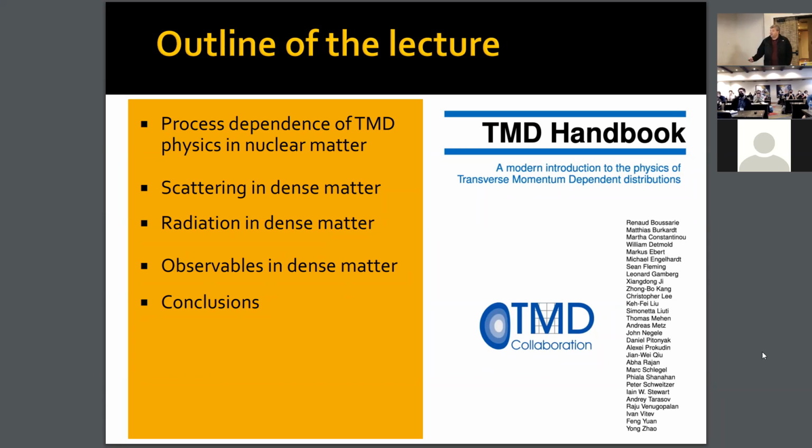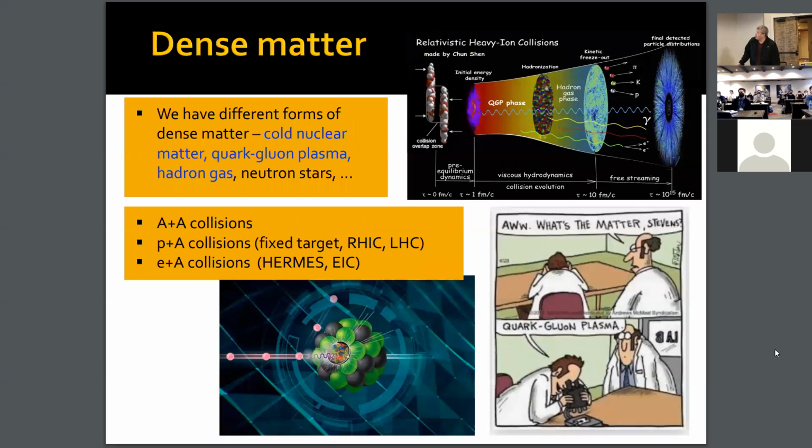This is a fair bit more expanded relative to what you find in the handbook, where just some of the basic ideas, especially about radiation, are outlined. So first, when we talk about dense matter, what do we mean? Now, there are different types of dense matter.